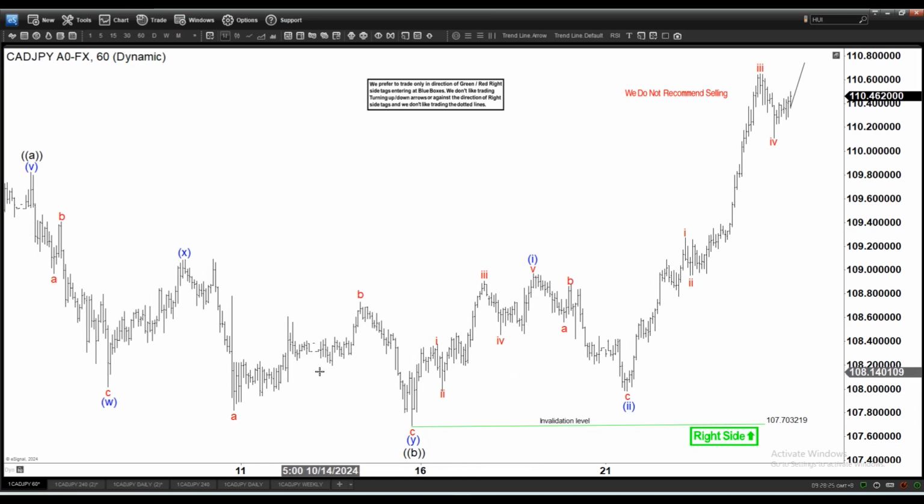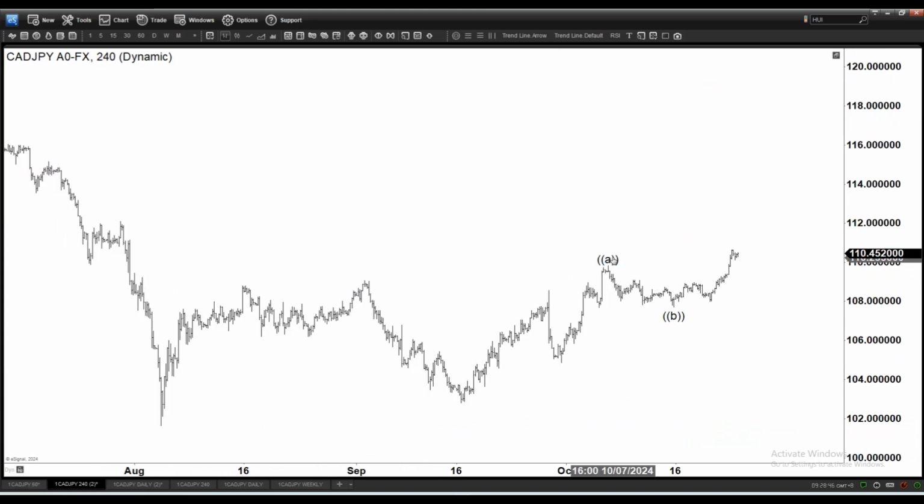Now you can see the rally is in the form of an ABC, which means that this entire rally actually is not a bullish impulse, because even though this is an impulse, it's within a C leg of an ABC. All right, so if I zoom out and look at the 4-hour first, now you can see this is the placement of the AB, right? And currently this is 1, 2, and then now looking for 3 to finish with a 4 and 5 to come.